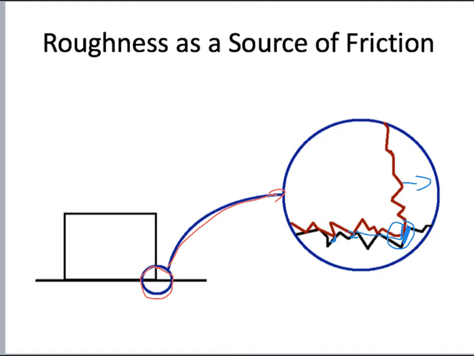And so if you fill all these nooks and crannies with a fluid that's not compressible, the object is basically going to float over these nooks and crannies. And so that's why something like oil can actually reduce the friction between two surfaces.